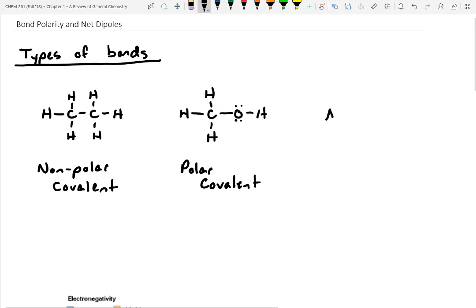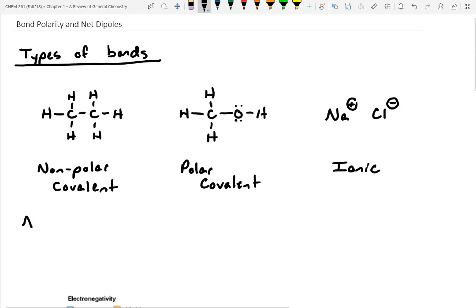All right, and then last but not least, we could have something like sodium chloride. We don't like showing this as covalently bonded because it's not. They're not sharing electrons. It's more one's positive, one's negative, and they're attracted to one another. This would just be ionic. All right, in general, we try to classify these as best we can. There's some gray area in between them.